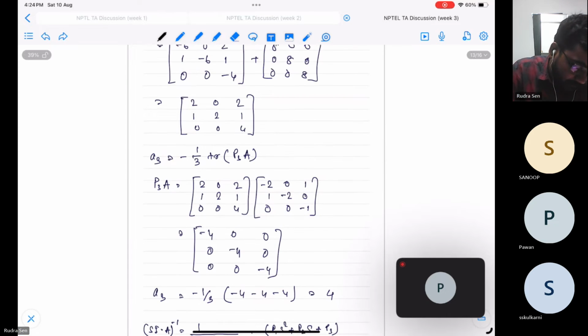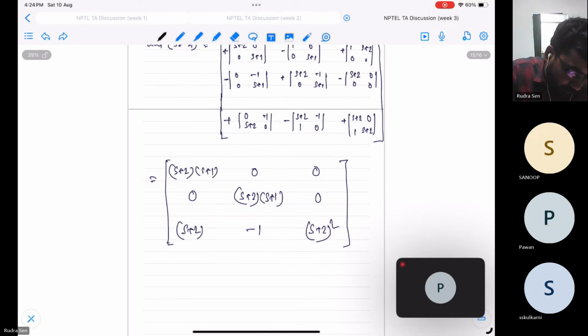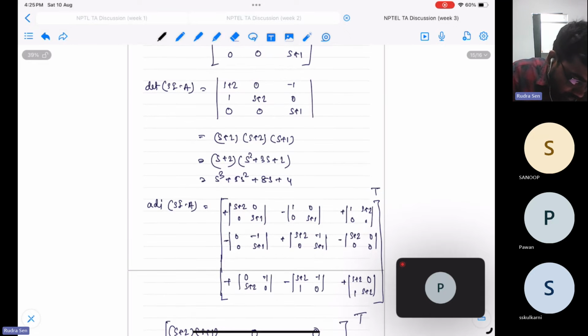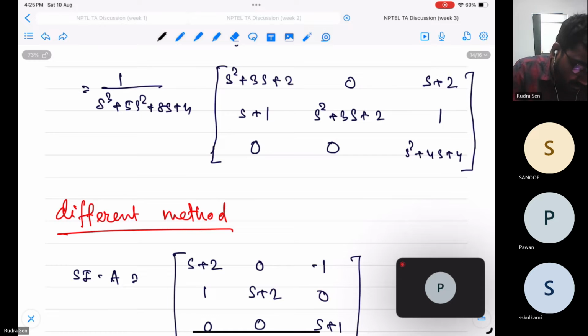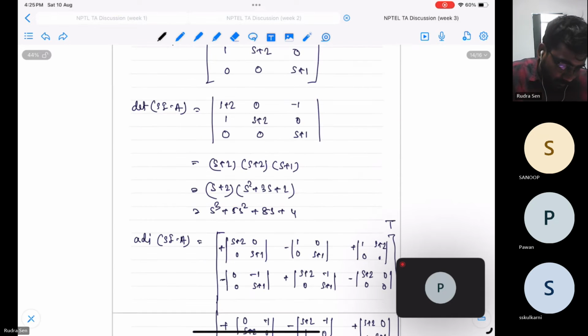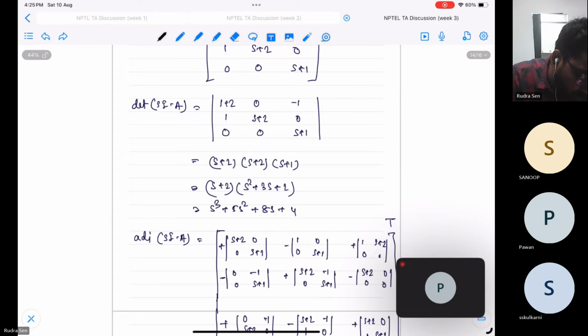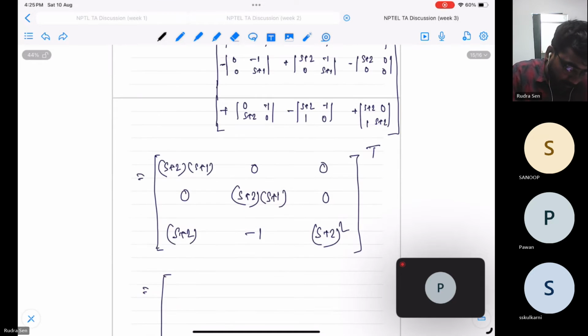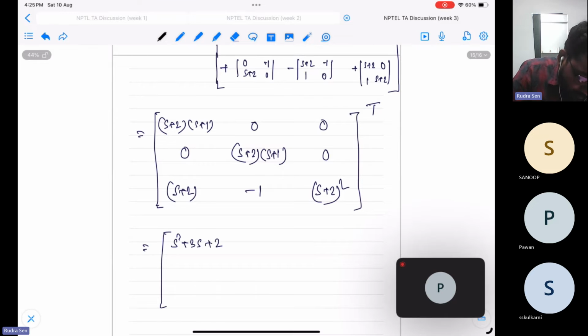Just a minute. Yeah. So what I get, did I do the right thing? Yeah. So this is basically s square plus 3s plus 2, 0, 0, 0, s square plus 3s plus 2, 0, s plus 2, minus 1, s square plus 4s plus 4.